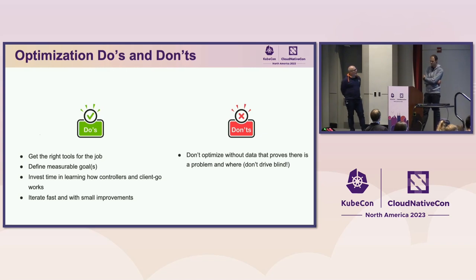And the last do is iterate fast, do small changes, and then look at the system, because sometimes a small change just changes the behavior of your system, and it does not make sense to make a big action or big plan. Just a small change, remove one bottleneck, measure again, repeat, and as fast as you can.